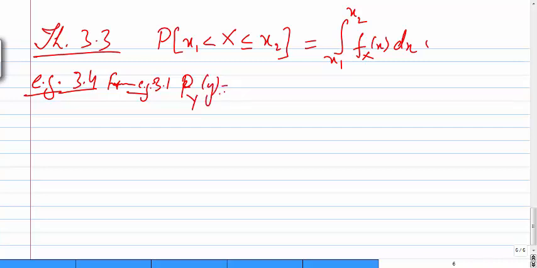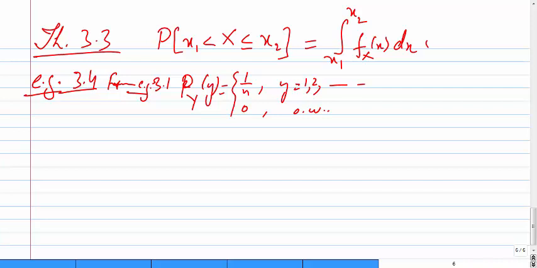f_Y(y) equals 1 by n, y is 1, 2, and so on, 0 otherwise. Okay. The PMF is given here, so there is no PDF.